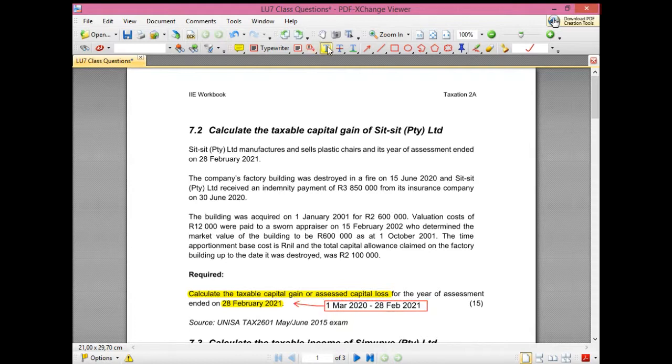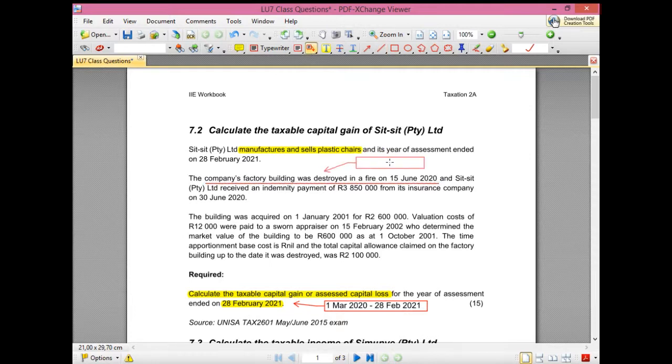They tell you that Sitsit Pty Limited manufactures and sells plastic chairs. So they manufacture and sell plastic chairs, which means if we had more information, you would potentially have had a Section 12C allowance because of the fact that we are dealing with manufacturing assets. They tell you your company's factory building was destroyed in a fire on 15 June 2020. So in our year, our factory got destroyed.